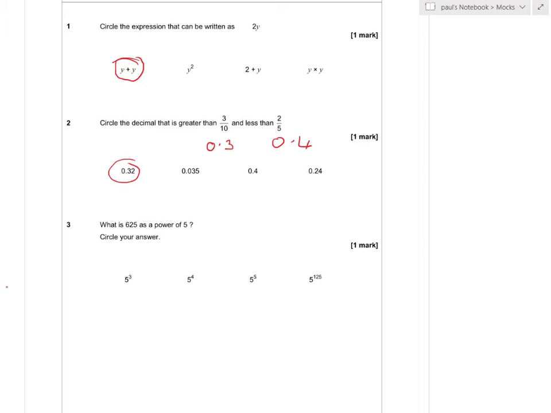What is 625 as a power of 5? So 5 times 5 is 25, times 5 is 125, times 5 is 625. So it's 5 to the 4.